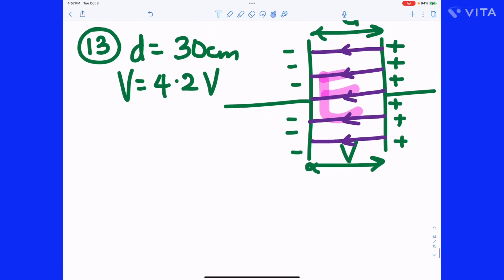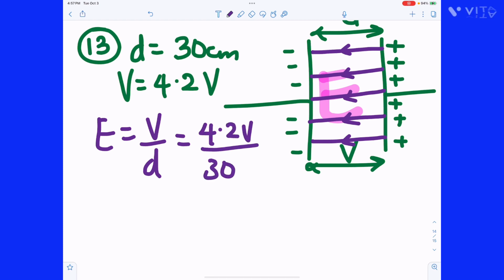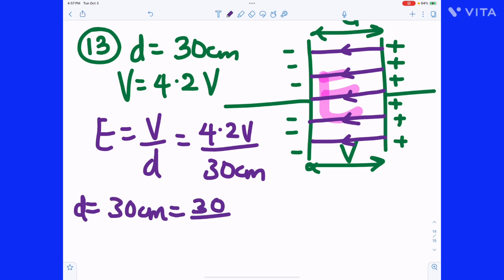The strength of that electric field is given by E is equal to V over D. That means the potential difference divided by their separation. That's 4.2 volts divided by 30 centimeters. Don't forget, we need to change 30 centimeters to meters, because centimeters is not the SI unit of length. So it will change to 0.3 meters.